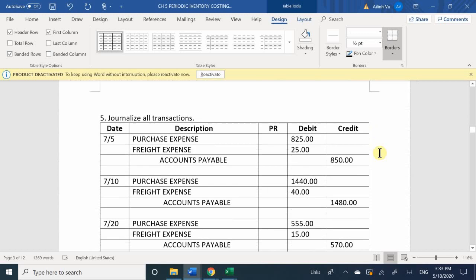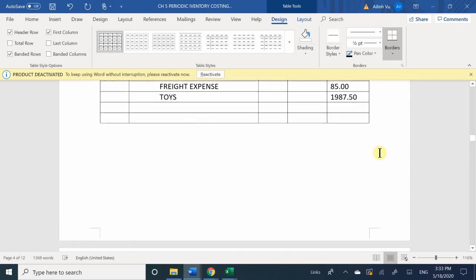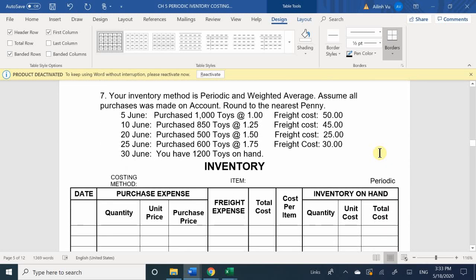So now we just finished that one whole problem right there. Okay. So now we're going to be continuing with number 7. Number 7, okay, so now we're going to start from scratch. However, the numbers are all the same. So I'm thinking this is why it's going to be a lot easier, because you're just potentially copying and pasting, all right? So, number 7, okay? Your inventory method is periodic, and this time it's weighted average, okay? Assume all purchases are made on account, round to the nearest penny. All right.